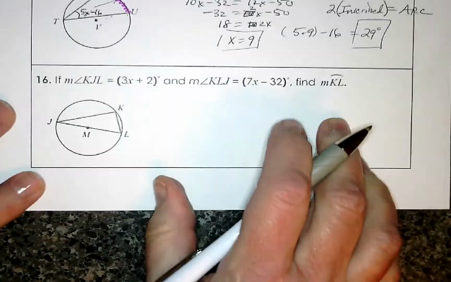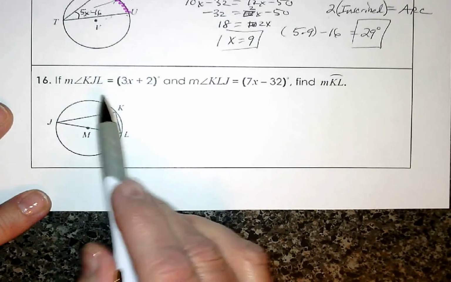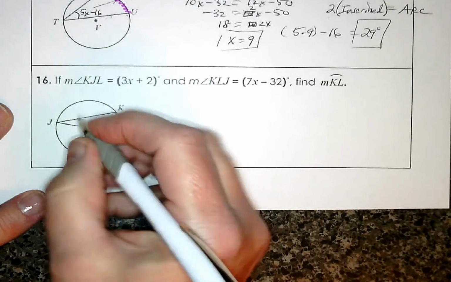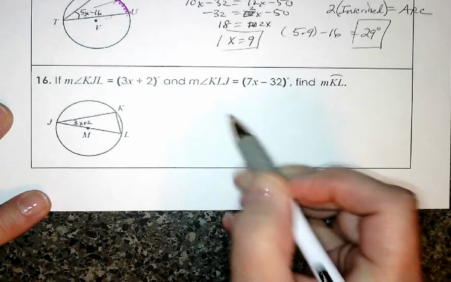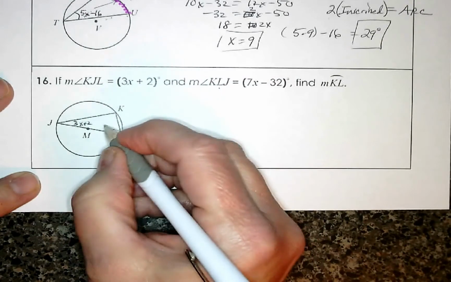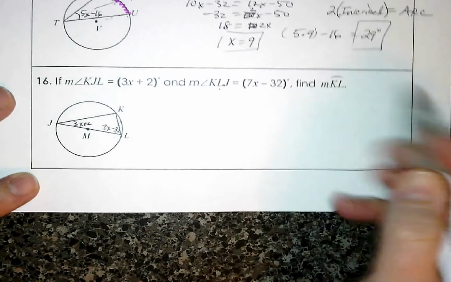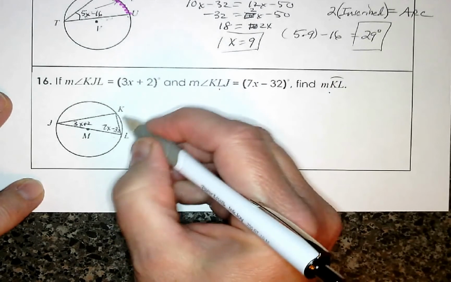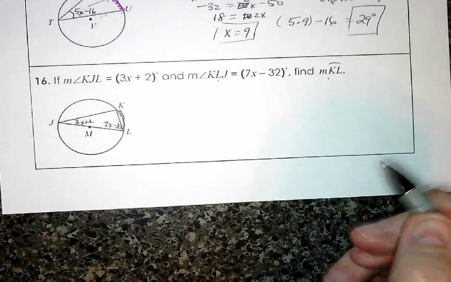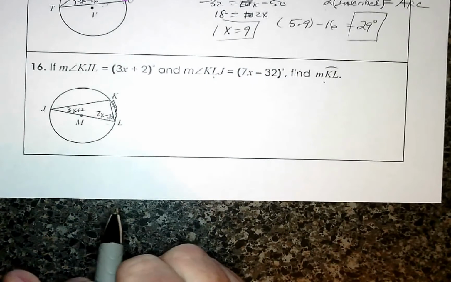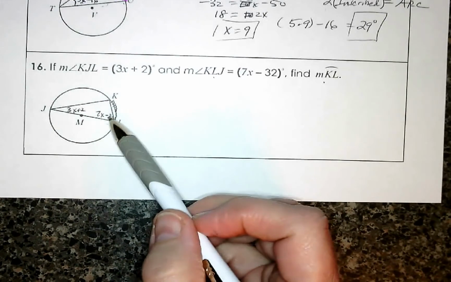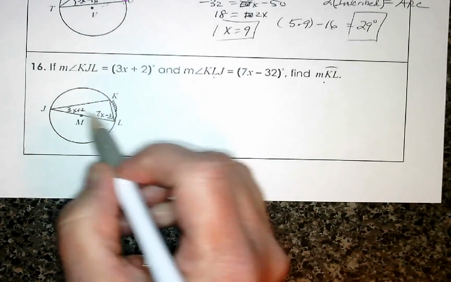Okay, our last one here, I'm going to put this info on the picture again. Angle KJL, this one right here, is 3x plus 2. Angle KLJ, this one, is 7x minus 32. Find KL. So they want me to find this one right here. Any ideas? If you think about it, going way back, these two angles are part of this triangle.